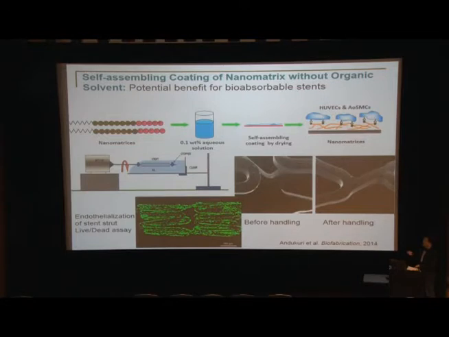So one of the uniqueness is that our peptide amphiphile dissolves in water, which means that it can be applied to any different type of substrate, even collagen or natural material, or even synthetic polymeric material, without affecting any of their properties. So simply by evaporation, we can induce a self-assembled coating. When the stent is contracted and also expanded, before and after, it shows a very uniform and stable coating.